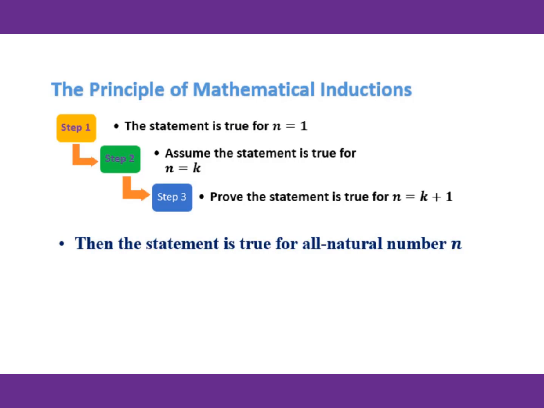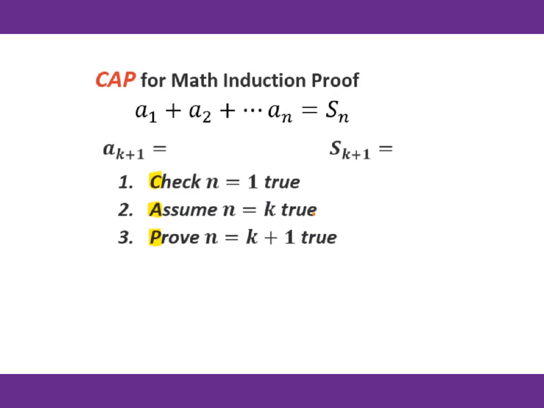If you want to use the principle of mathematical induction to prove, first step, make sure the statement is true for n equals 1. Second step, assume the statement is true for n equals k. Then you prove the statement is true for n equals k plus 1. Then the statement is true for all natural numbers n. We use CAP to do the math induction proof.